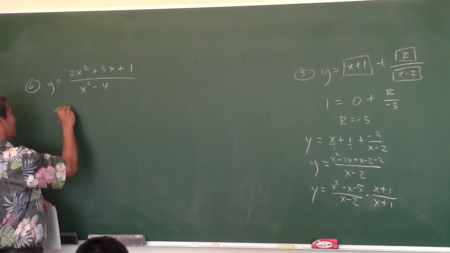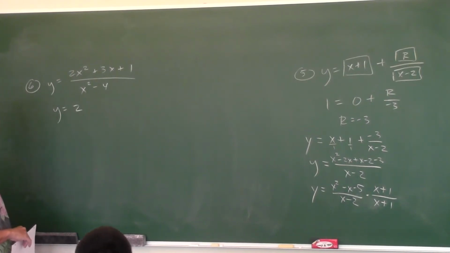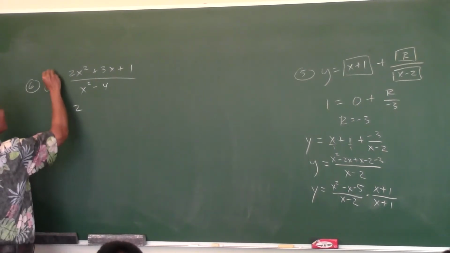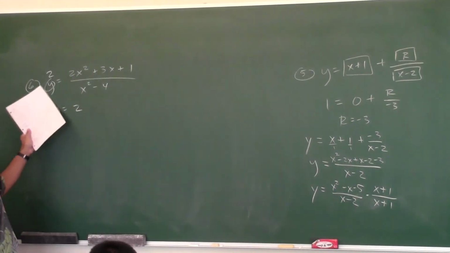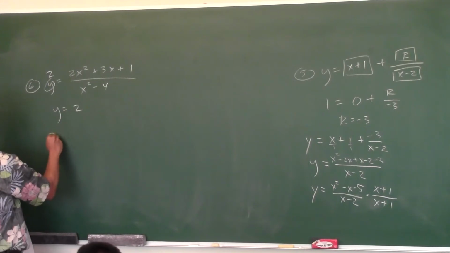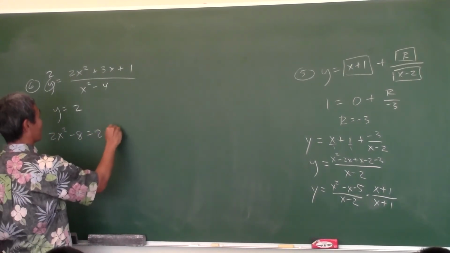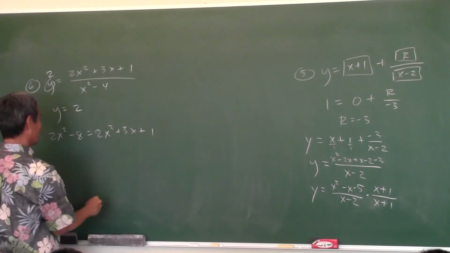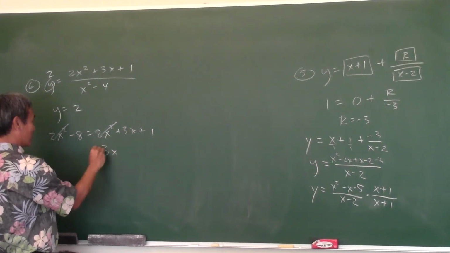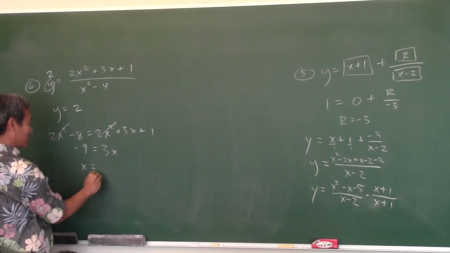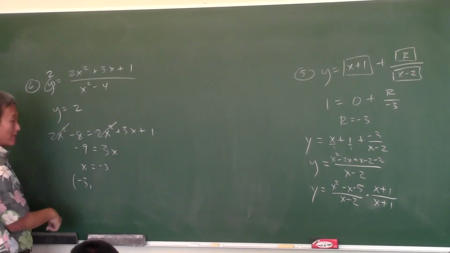Okay, so how do I figure out where these two graphs intersect? Substitution. Yeah, you just substitute 2 for y and you solve it. This is actually super easy. Cross multiply. So 2x squared minus 8 is equal to 2x squared plus 3x plus 1. Oh, the 2x squareds cancel out! And you get 3x is equal to negative 9. Therefore, x equals negative 3. So we know that these two graphs will intersect when x is negative 3.